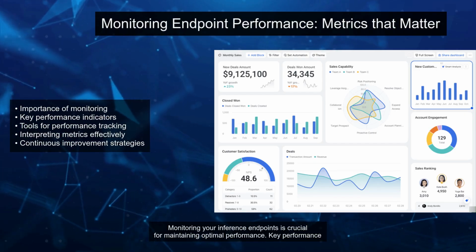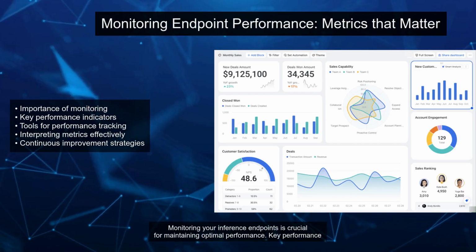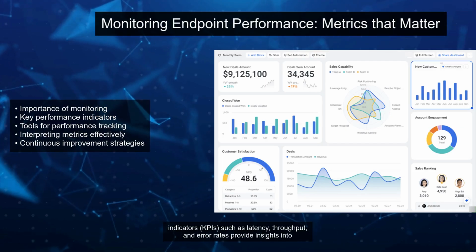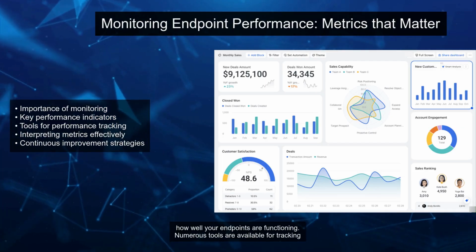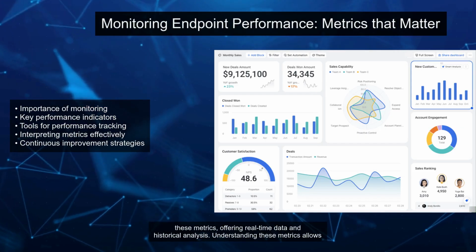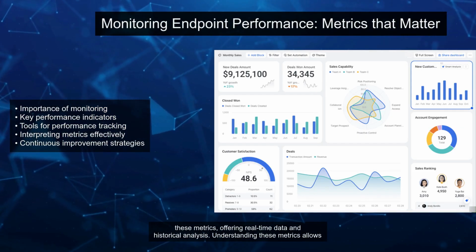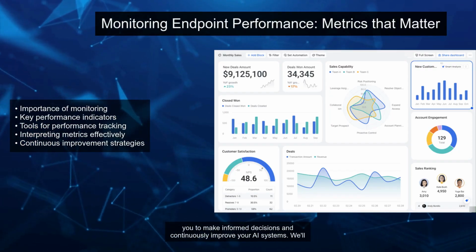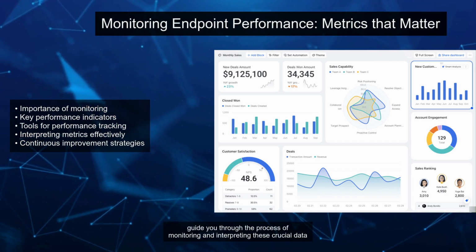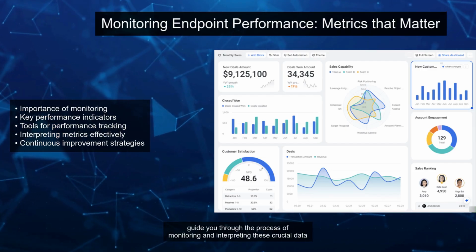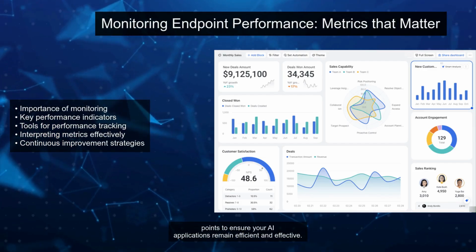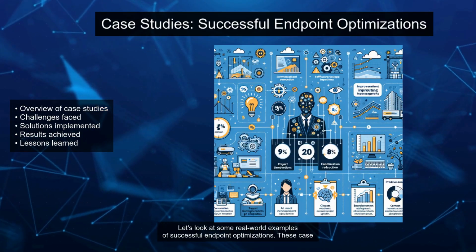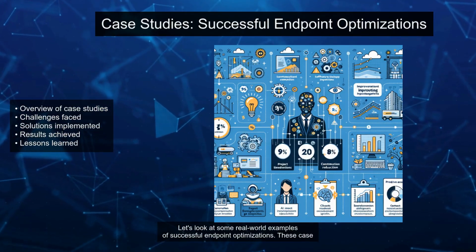Monitoring your inference endpoints is crucial for maintaining optimal performance. Key performance indicators, KPIs, such as latency, throughput, and error rates provide insights into how well your endpoints are functioning. Numerous tools are available for tracking these metrics, offering real-time data and historical analysis. Understanding these metrics allows you to make informed decisions and continuously improve your AI systems. We'll guide you through the process of monitoring and interpreting these crucial data points to ensure your AI applications remain efficient and effective.